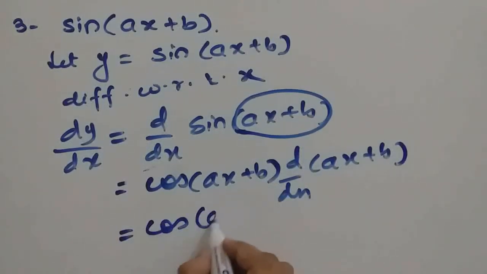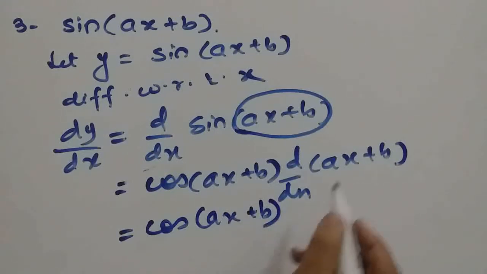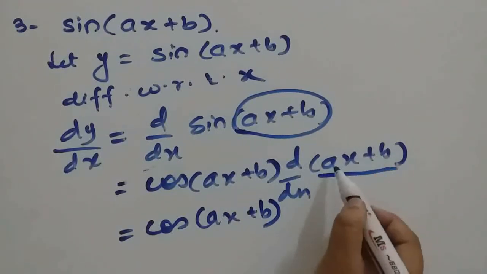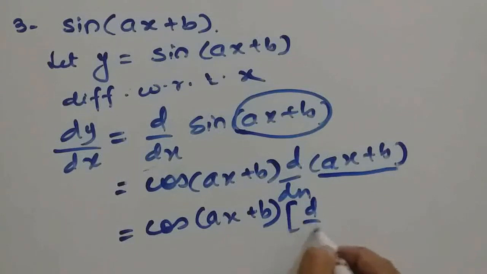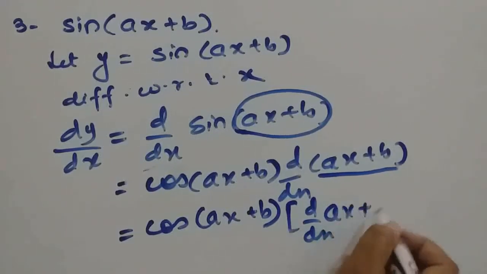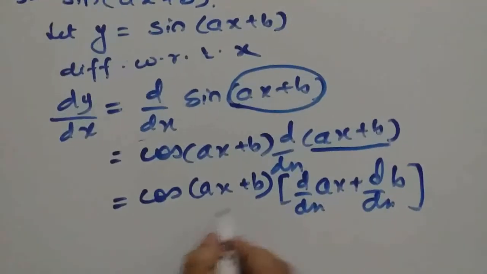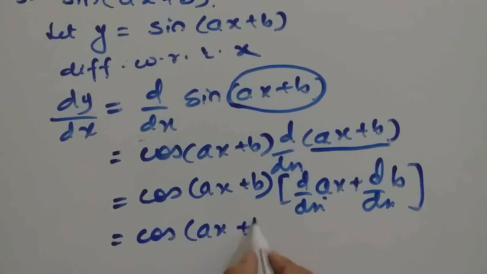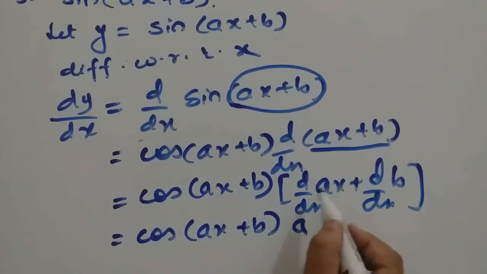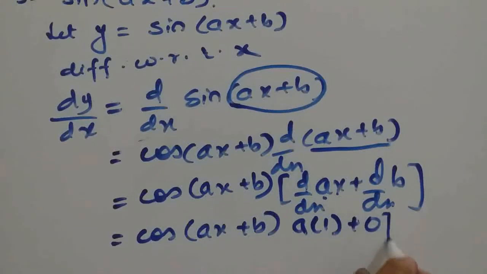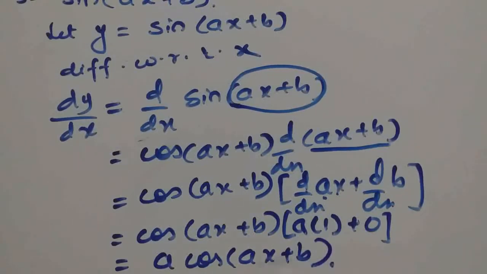Now we'll copy the derivative as the same. For this, the derivative of the first function, the derivative of the second function. So this is a standard one, because a we can take out, the derivative of x is 1, and the derivative of b is 0, because it is a constant function. So the final answer is a cos(ax + b).